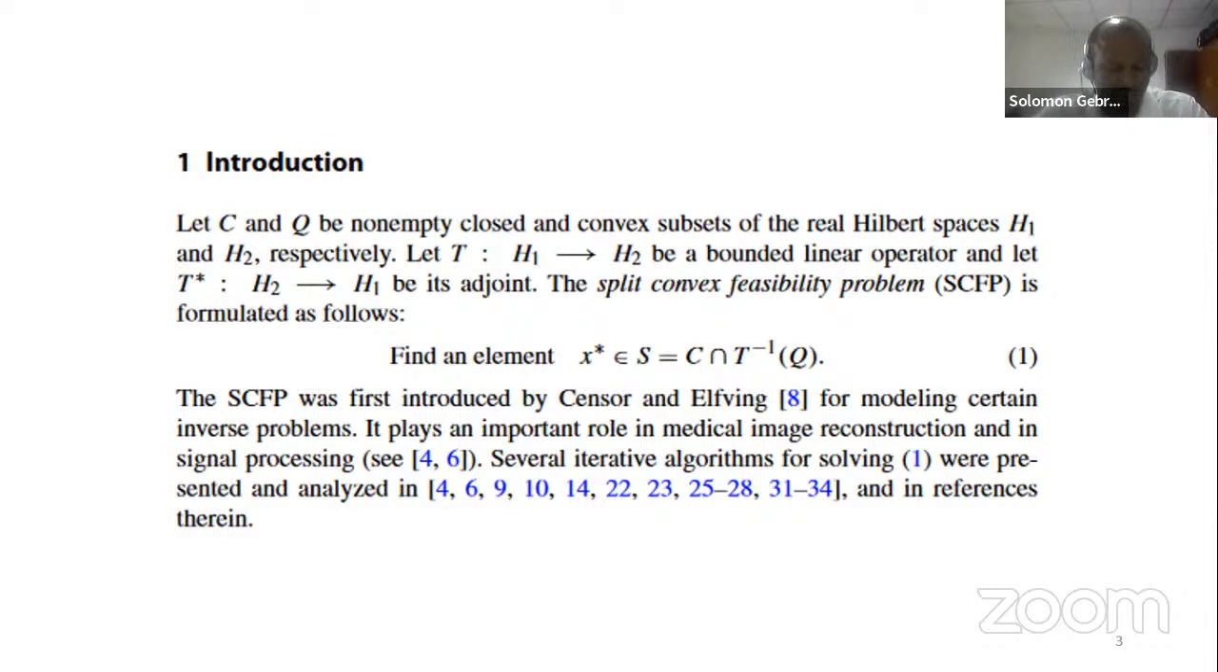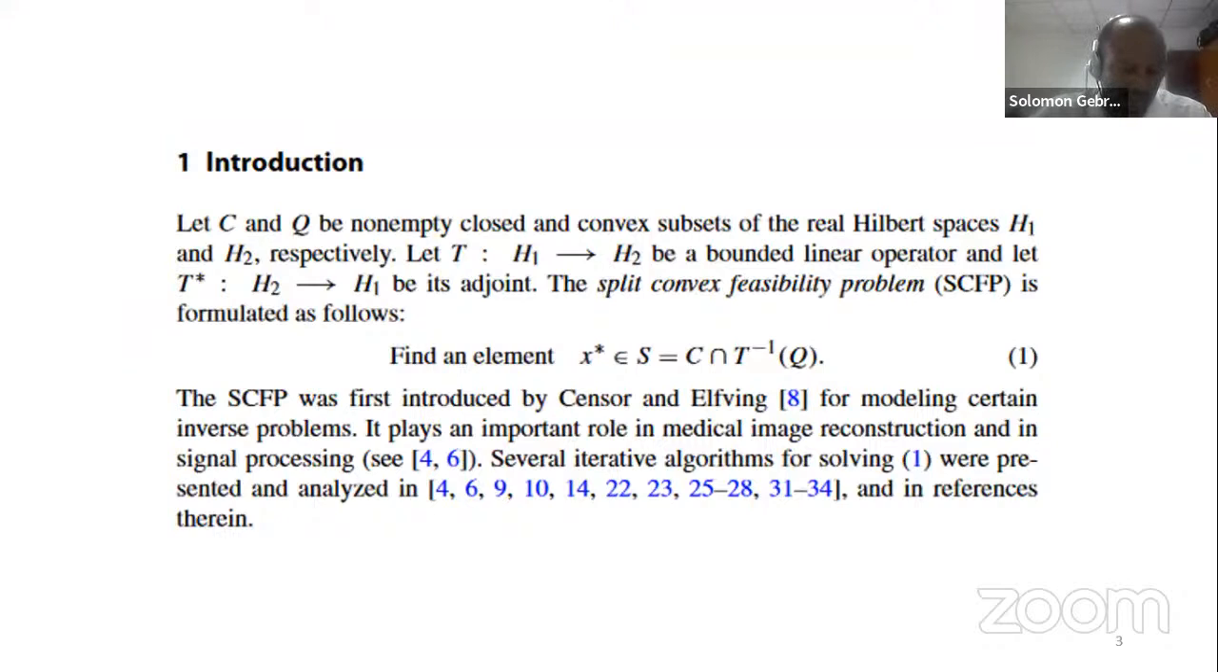This concept was first introduced by Censor and Elfving for modeling certain inverse problems. And it plays an important role in medical image reconstruction and in signal processing.